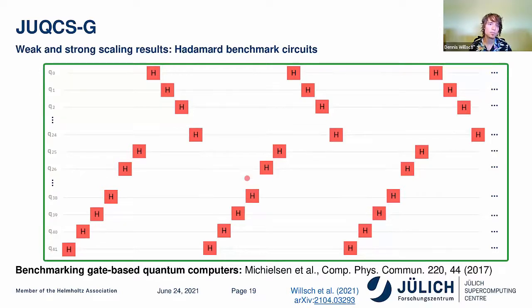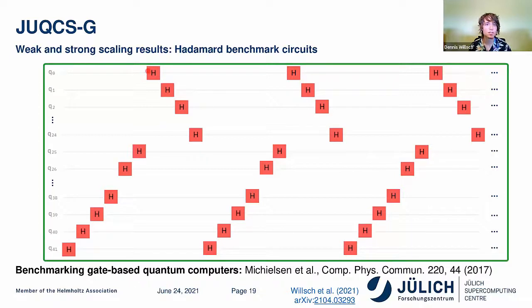And for those who know about quantum computing, they might think this is a rather trivial circuit because if we have two Hadamard gates, one after another, then it's actually an identity gate. So if we do two of these sequences, then actually nothing has happened. But this is exactly what makes the circuit interesting. It's not only for benchmarking supercomputers, but it's also helpful to benchmark real quantum computers.